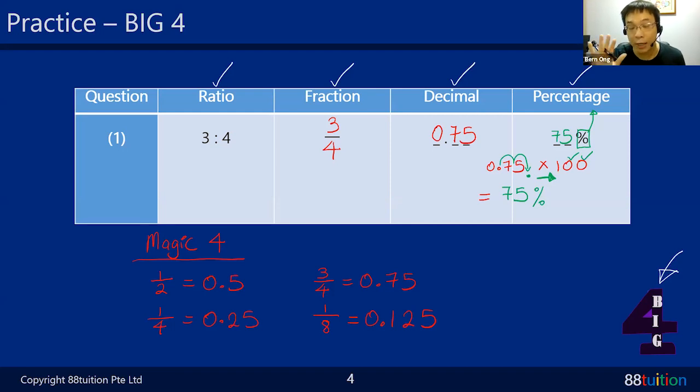So down here, if you can understand, good. If you cannot, simply just times 100. Press your calculator lah. 0.75 times 100 is still 75.